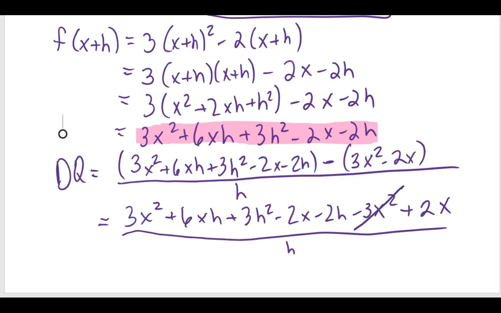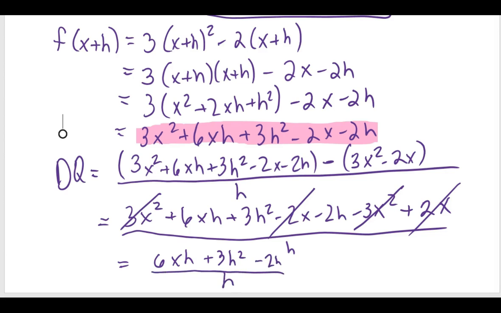So I see we have a 3x squared and a 3x squared. That will go away. And I have a minus 2x and a plus 2x. That will go away. Okay? So I'm left with 6xh plus 3h squared minus 2h all over h. Okay? The last step isn't hard. Just factor out an h out of the numerator, and you'll see that the h's will simplify out. And I'll be left with 6x plus 3h minus 2. That's our answer.